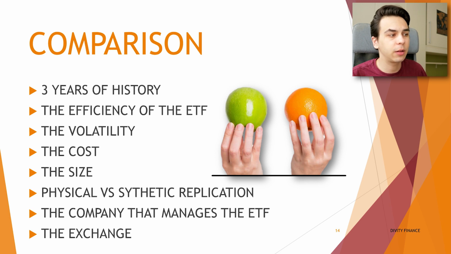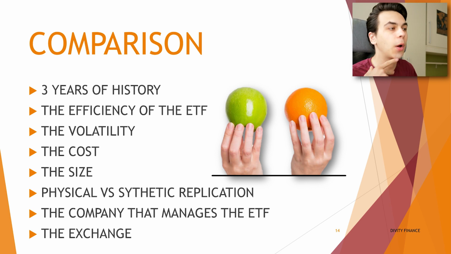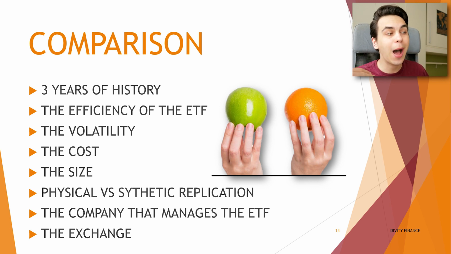I think it can be found in the German, in the Amsterdam, in the Italian, I think also in the London Stock Exchange, and also in the Luxembourg Exchange. I think, not sure, you can check it on Just ETF. So this is the list of comparison, how I personally compare the ETFs, and this is the list in terms of importance. So the most important thing is the history, the least important thing is the exchange, simply because I can change the exchange. I don't need to buy it on the Italian exchange. If I cannot find it, I can buy it on another exchange.